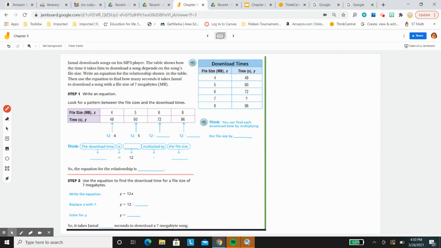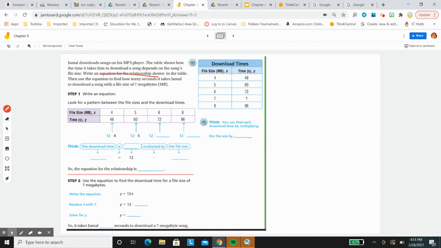We have another story problem here. This time we have Jamal. Jamal downloads songs for his MP3 player. The table shows how much time it takes for him to download a song depending on the song's file size. Write an equation. We're still writing that equation for the relationship shown in the table. Then use the equation to find how many seconds it takes Jamal to download a song with a file size of 7 megabytes. All right.